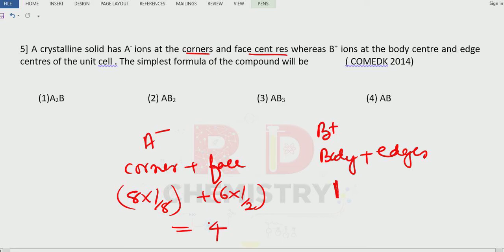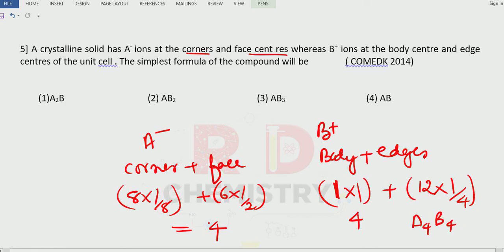Body center contribution is only 1. You know that. So how many edges are there actually? There are 12 edges for the cube, and the contribution of each edge is 1 by 4. So here also it is equal to 4. That means A4 B4, or simply the AB type. So what is the option number, students? Answer is option number 4, right? Clear?